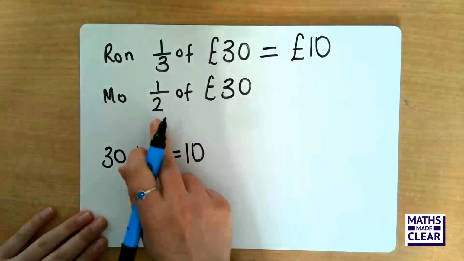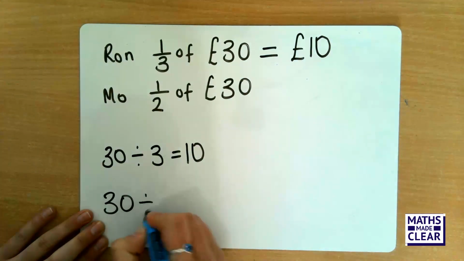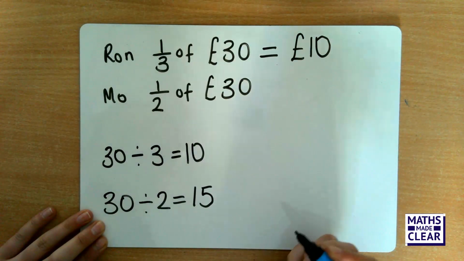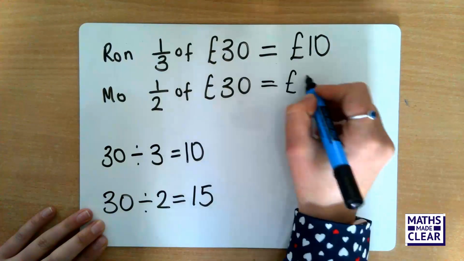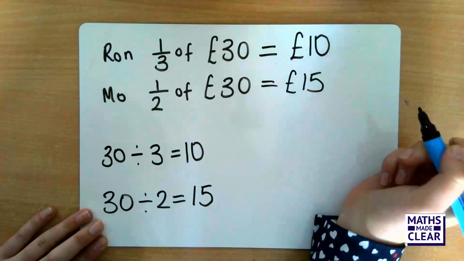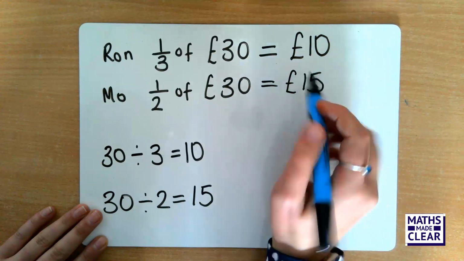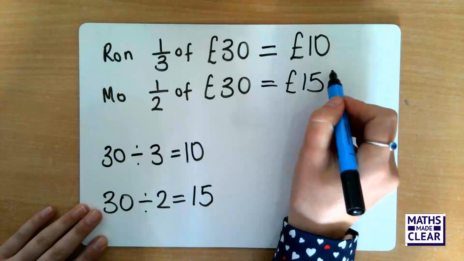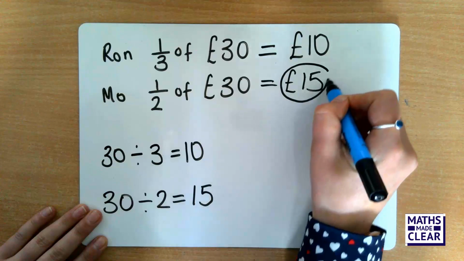Mo has half of 30. So if I divided 30 into 2 equal groups, I would have 15 in each group. So I can see that Mo has £15 in his bank account. So now I can work out who has more money. Ron has £10, but Mo has £15. So I can see that Mo has more money in his bank account.